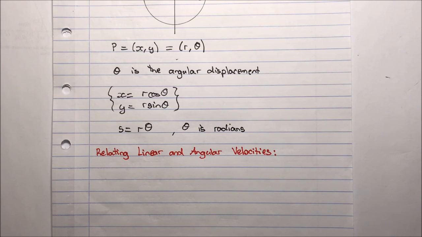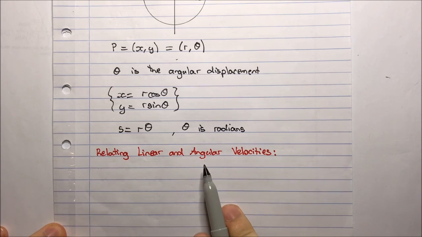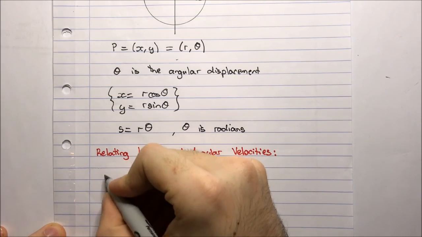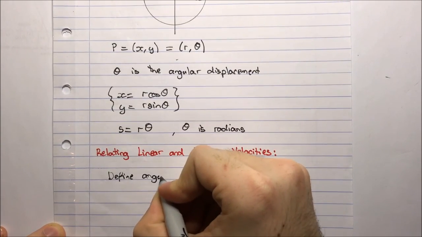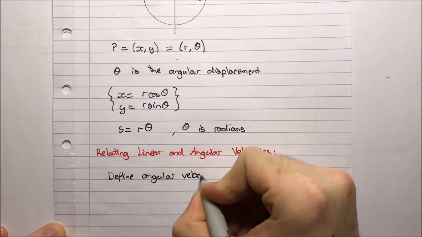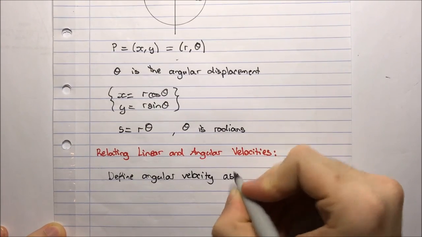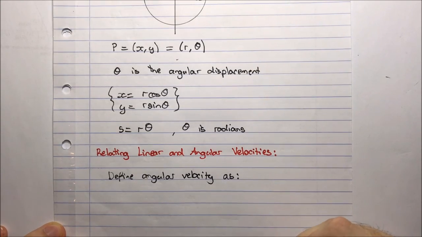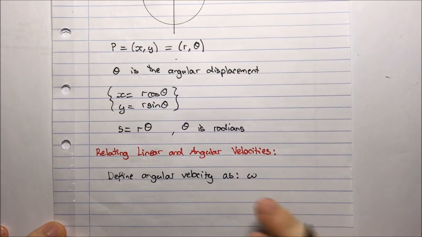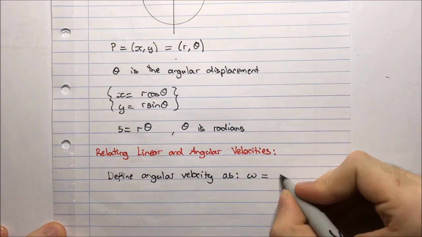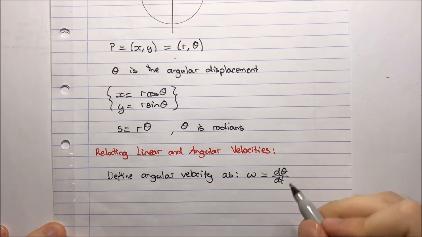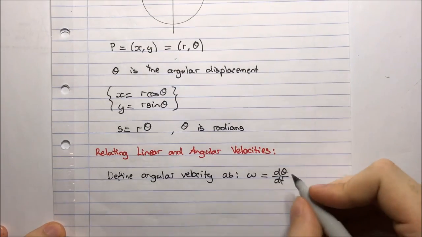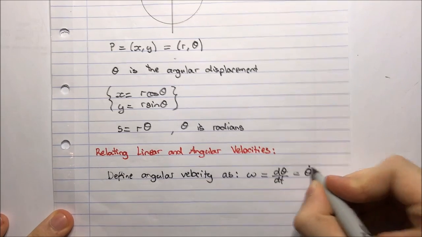Alright, now let's relate the linear and angular velocities to each other. So first, let's define what our angular velocity is. We define angular velocity as the rate of change of the angular displacement with respect to time. We will give it its own little letter, omega. That's going to be equal to d theta on dt, the rate of change of the angular displacement with respect to time. And sometimes we denote that by theta dot.